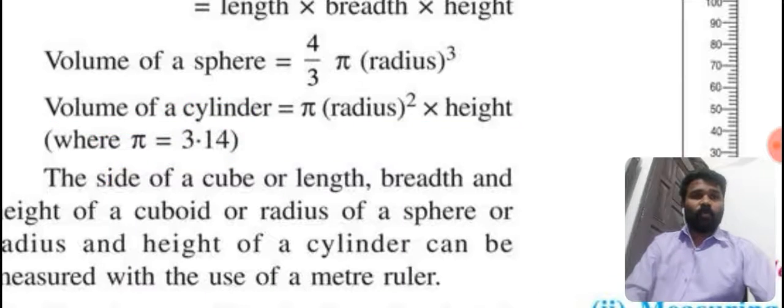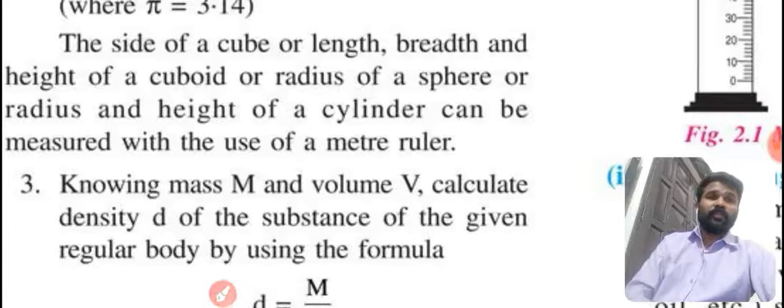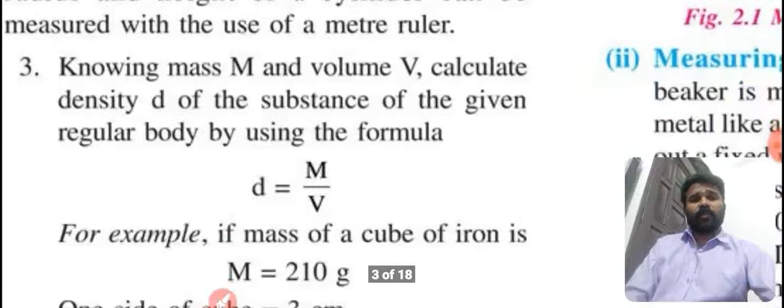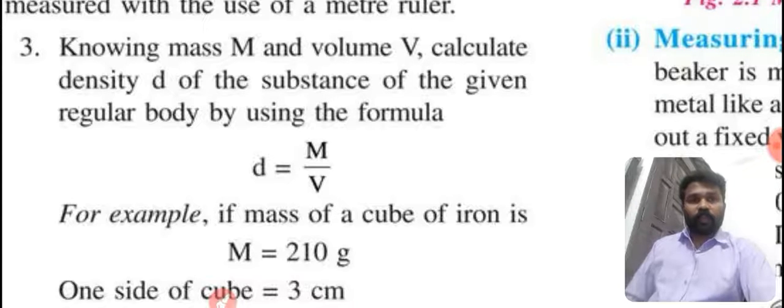The side of a cube, or length, breadth and height of a cuboid, or radius of a sphere, or radius and height of a cylinder can be measured with the use of a meter ruler. All these lengths, breadth, height, radius we can find out by using the meter ruler. Then next step, by knowing mass M and volume V, calculate density D of the substance of the given regular body by using the formula D is equal to M upon V.